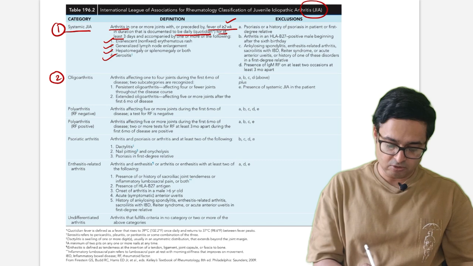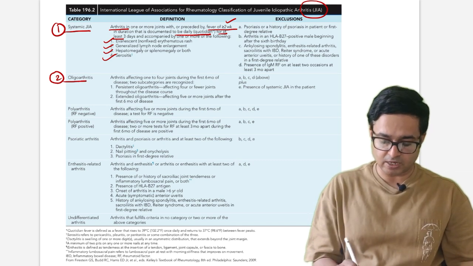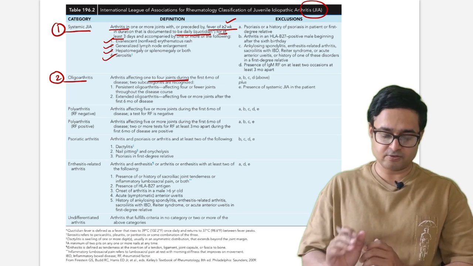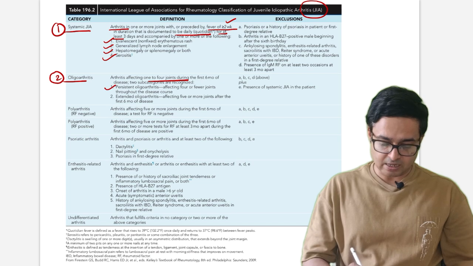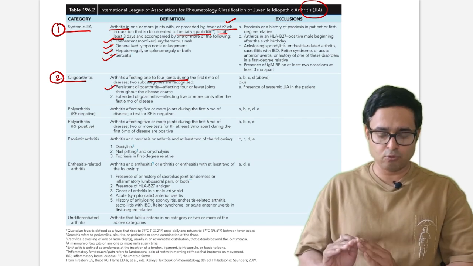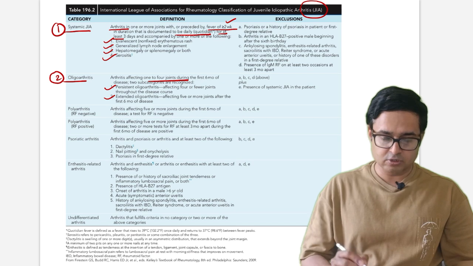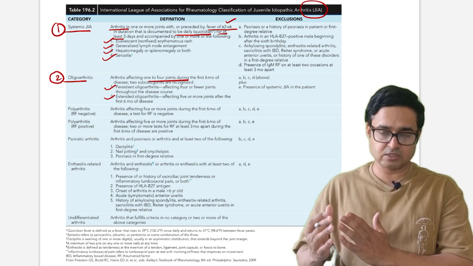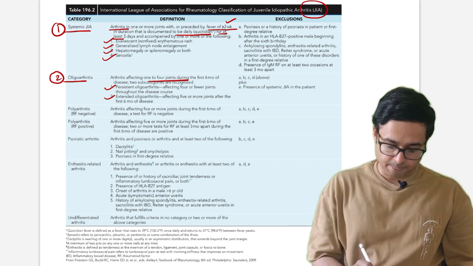Second, oligoarthritis, which we also discussed: in the first 6 months, if 1 to 4 joints are involved, this is oligoarthritis. It has been classified further. If joints are persistently 4 or fewer, it is persistent oligoarthritis. If they are more than 4 after the first 6 months of disease onset, it is extended oligoarthritis.